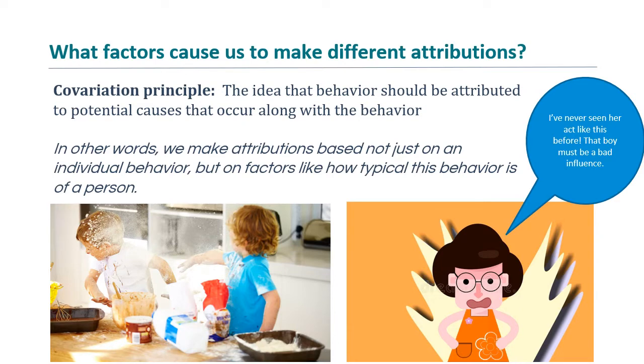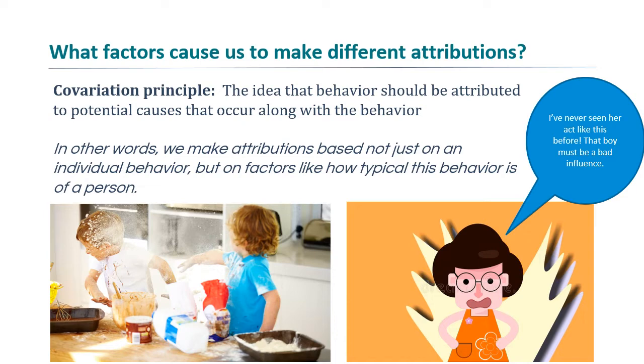So we're going to consider the factors that cause us to make different attributions, and we'll do so through this covariation principle. That is, the idea that behavior should be attributed to potential causes that occur along with the behavior in question. This idea can be kind of hard to wrap your head around, so you'll want to read about this in the book and listen to it fairly carefully. So in other words, we make attributions based not just on an individual behavior, but on factors like how typical this behavior is in a person.